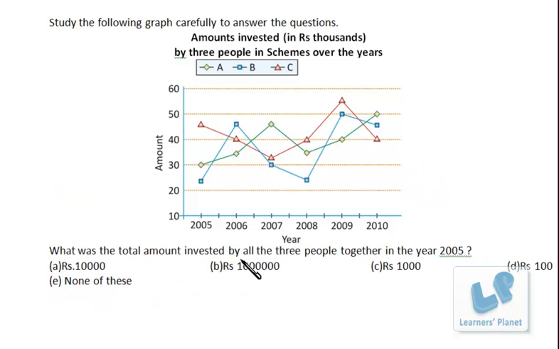What was the total amount invested by all the three people together in year 2005? Again, a very simple problem. I don't think I have to do it. I think all the questions in this particular set are easy, but these are from previous year bank PO papers. So let's just solve it quickly. So it's 25 plus 30 plus 45. 45 plus 25, 70, and 30, 100. So it's 100,000. We don't have that in the options. 100,000, that means 1 lakh, right? So it's none of these. Okay.